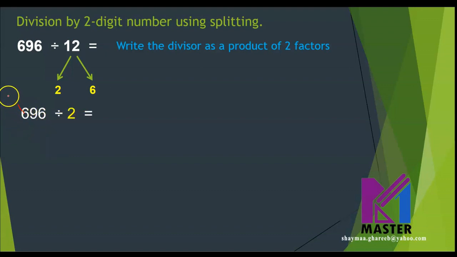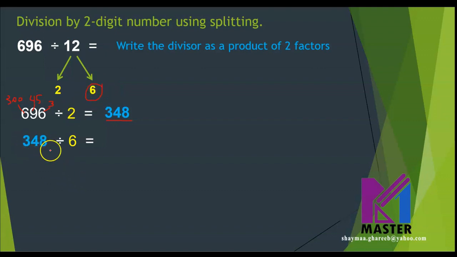Half 600 is 300. Half 90 is 45. Half 6 is 3. Then half 696 is 348. Now I'm going to divide the 348 by 6, by the second factor.